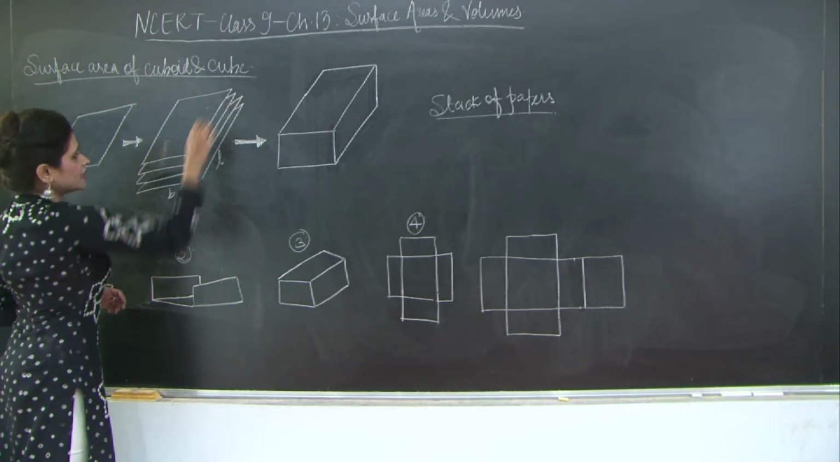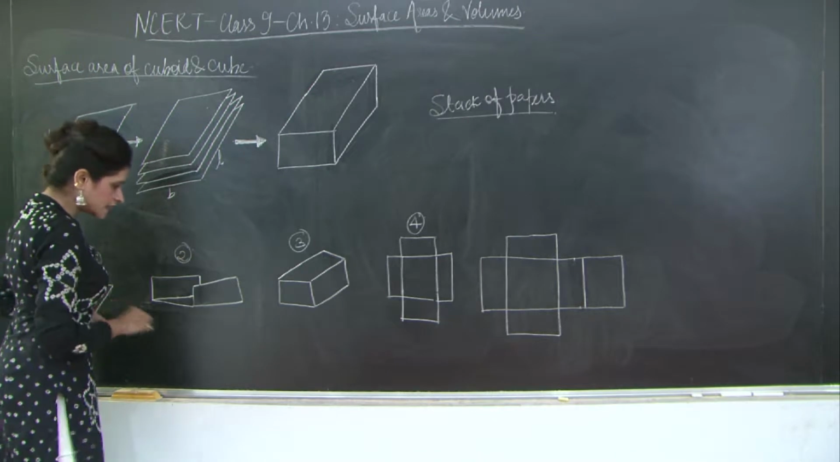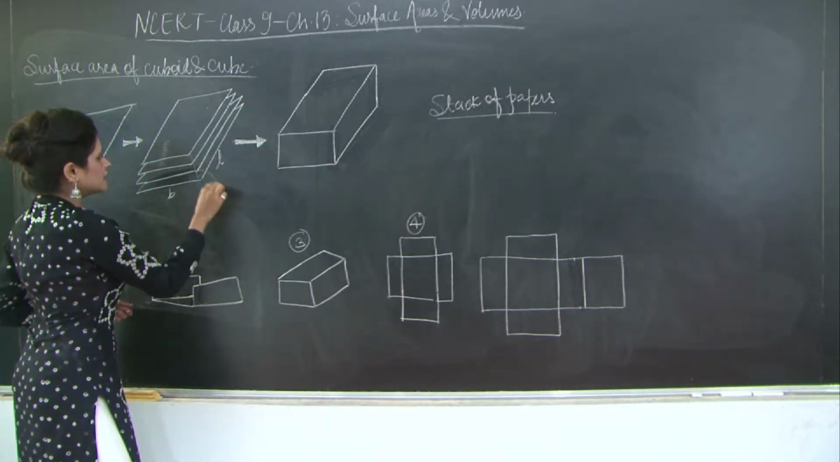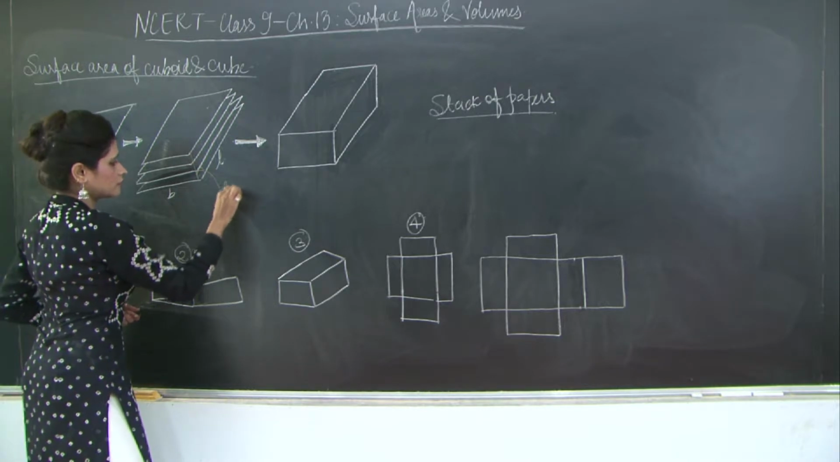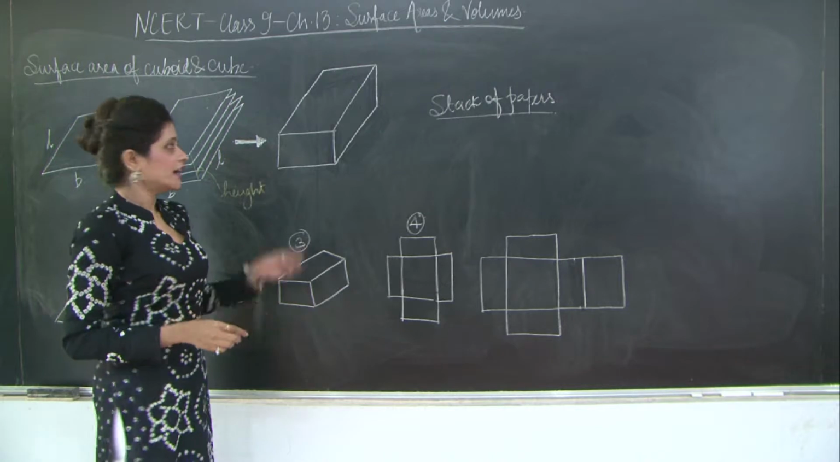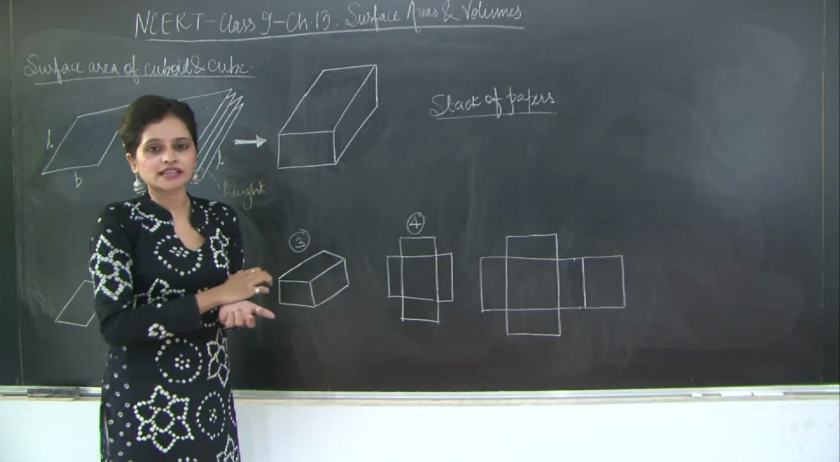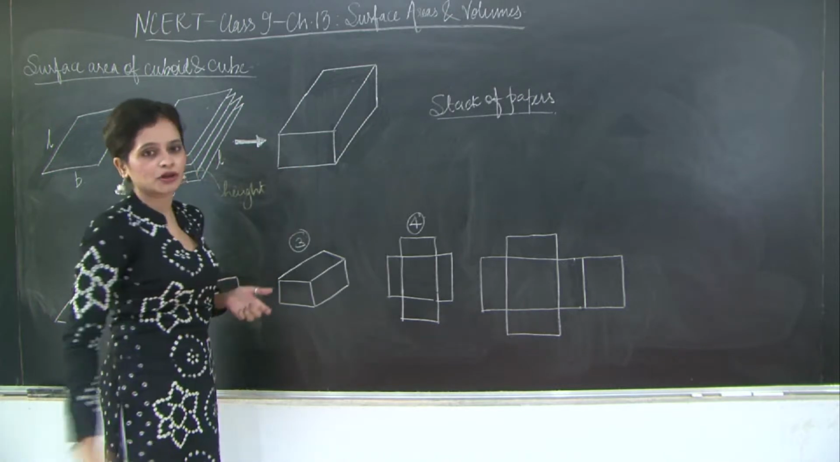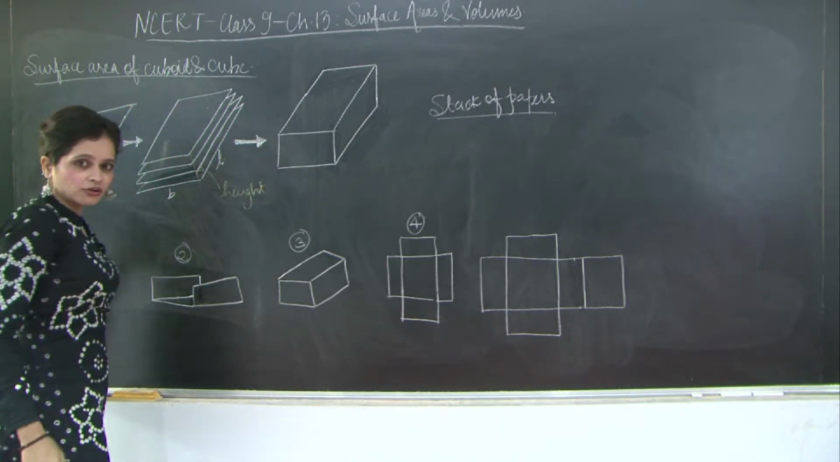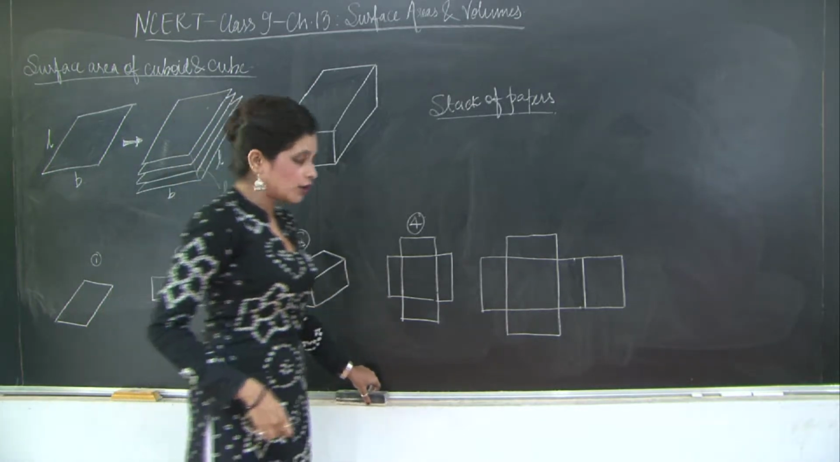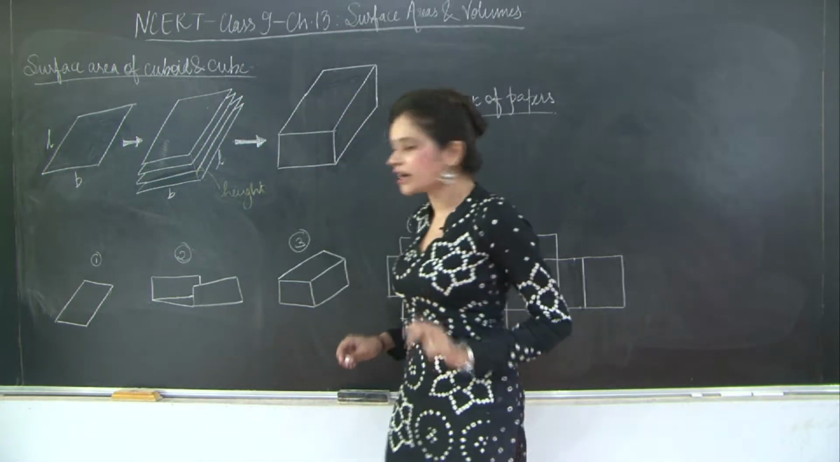Therefore, this entire region, let me mark it with a yellow chalk, it becomes the height, right? And finally, if you glue all these papers together, then you will have something similar to this. So this is an example of a cuboid. So my duster out here is an example of a cuboid. It has 6 faces.